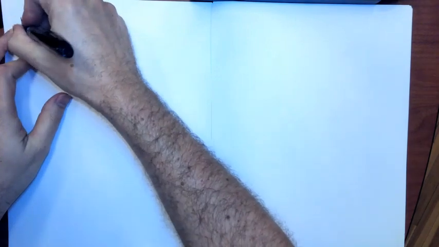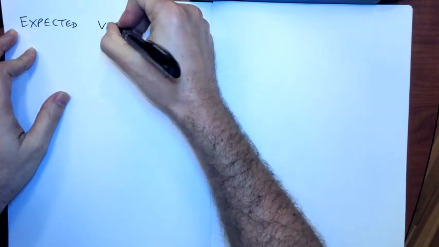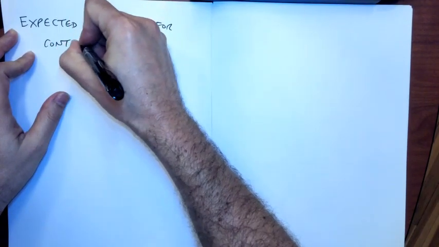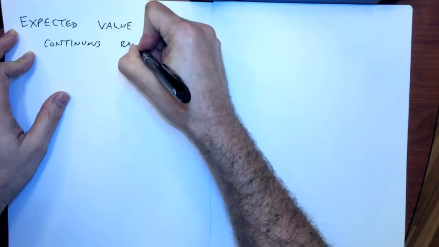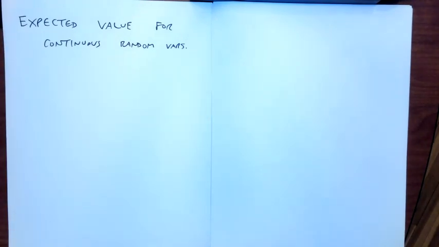Okay, so today what I want to talk about is the concept of expected value for continuous random variables, right? So basically, expected value for continuous random variables. Right, so you remember that we introduced this concept for discrete random variables, and basically we learned about things like the mean and the variance and things like that.